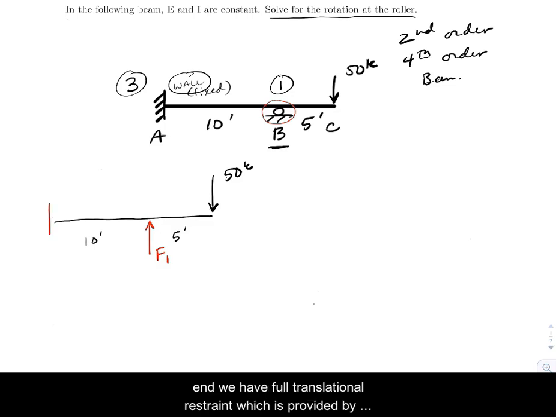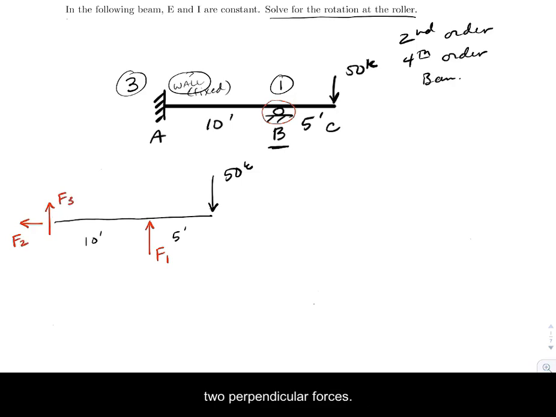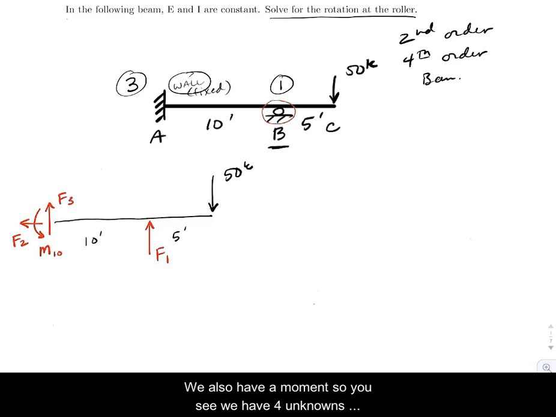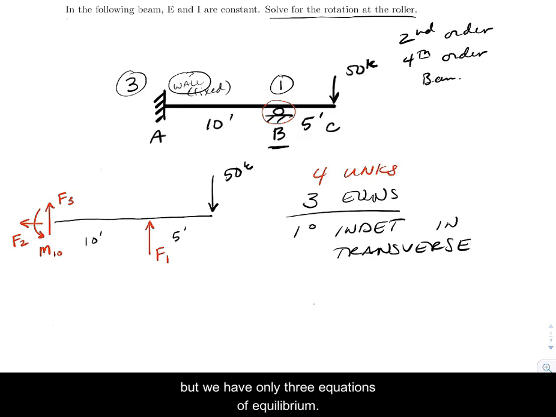Over all the way at the left end, we have full translational restraint, which is provided by two perpendicular forces. And we also have a moment. So you see we have four unknowns. We have only three equations of equilibrium. And so this is a 1 degree indeterminate beam in the transverse direction.